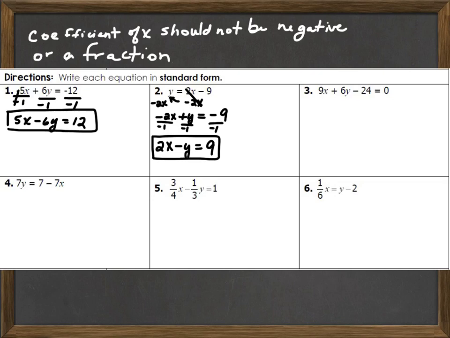Now look, we have a minus 24 here that doesn't need to be there. We need that to be on the other side. So we're going to add 24 to both sides.